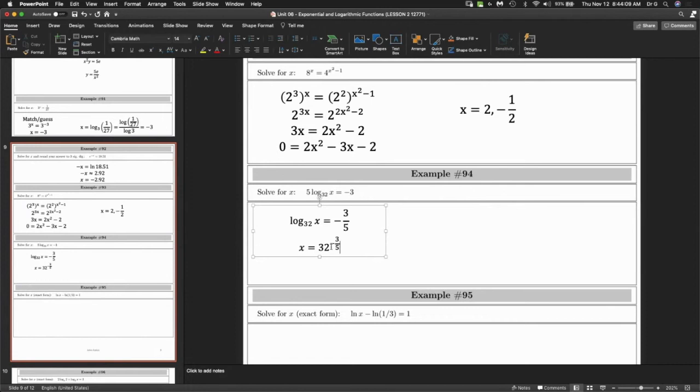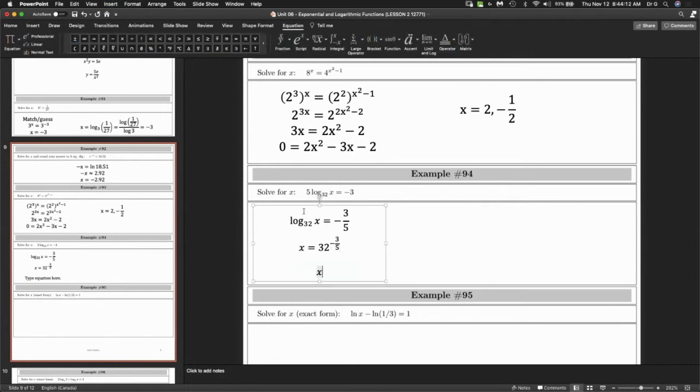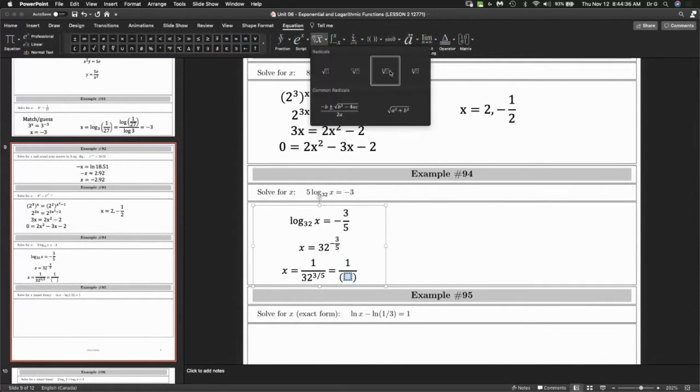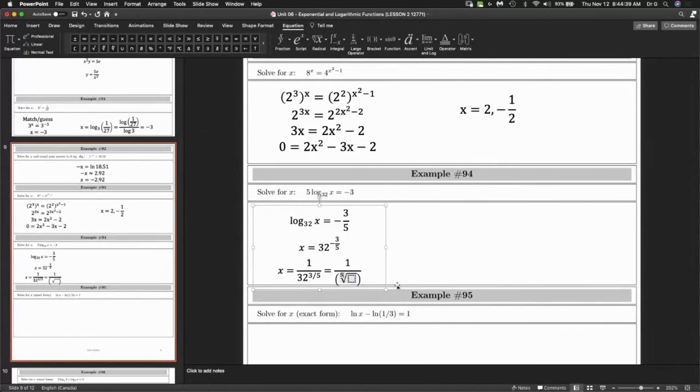So remember that there's 3 operations here. So it's x equals a reciprocal. The reason that it's a reciprocal is because there's a negative exponent, like that. And then that equals the 5th root of 32, and that 5th root. And we cube it. So that's 1 over 2 cubed, or 1 over 8.